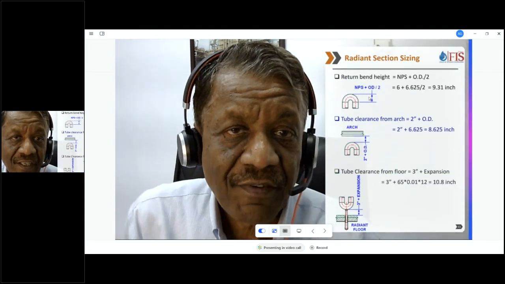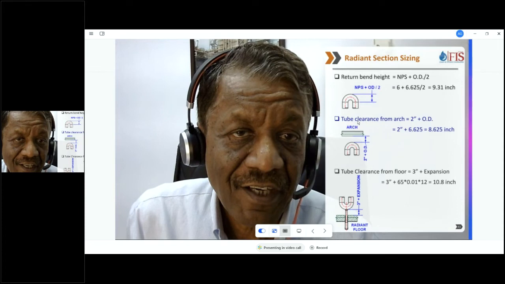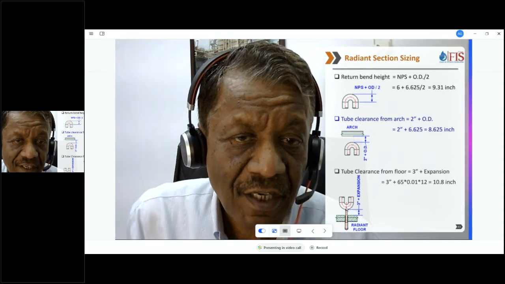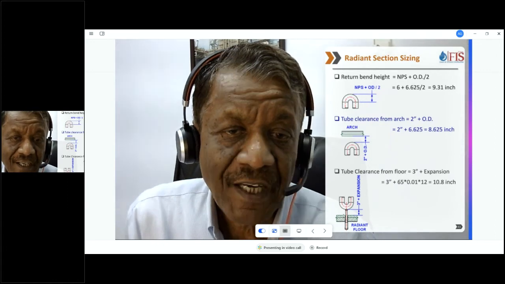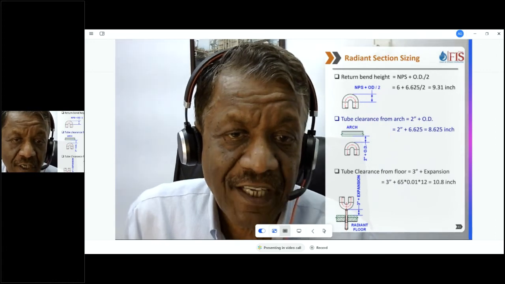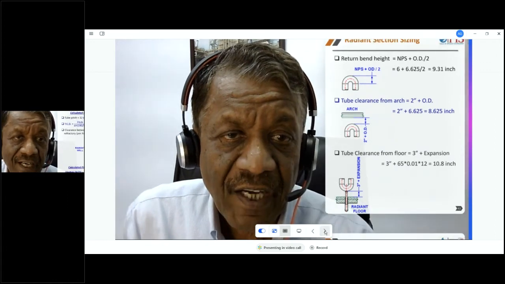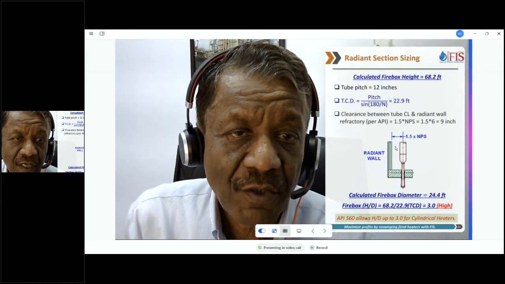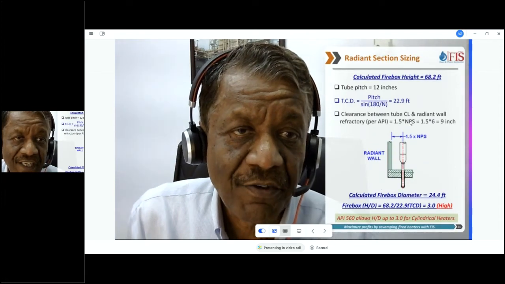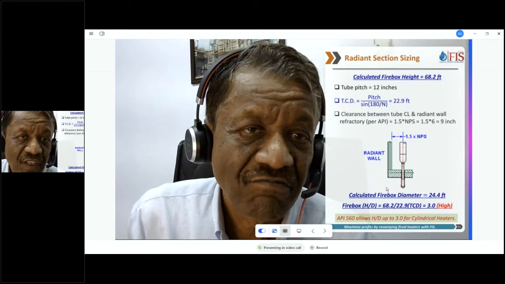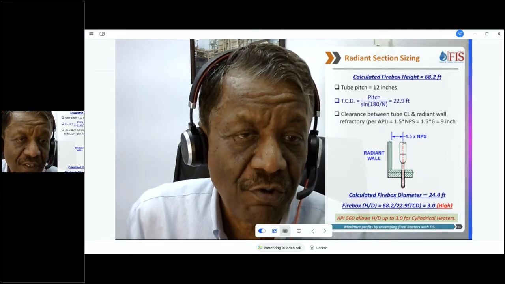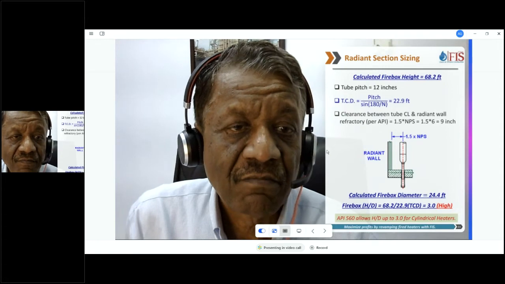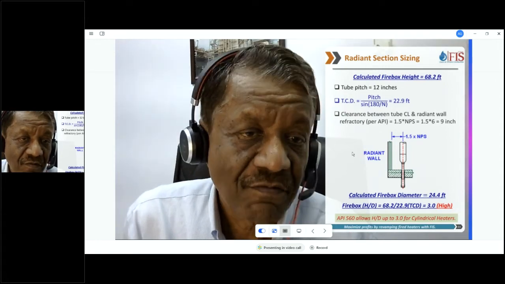Then we take the return bend height, clearance from arch, clearance from bottom to this one, including the expansion and creep. So we take that into account, and we come back with the total height of about 68 feet. And the diameter is about 24. So we have L by D of 3.